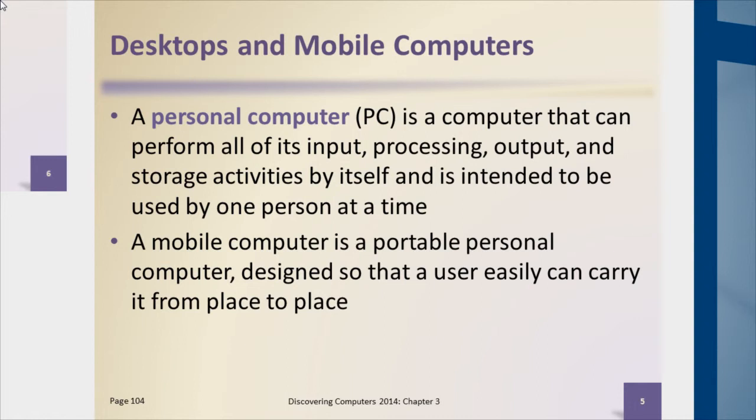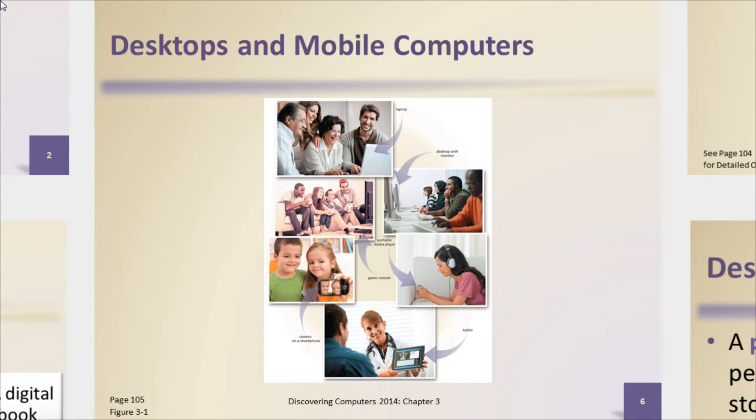The ultimate in personal is the mobile computer. That's something we can take with us much more easily, and it tends to be with us much more throughout the day. So a portable computer or a mobile computer is a personal computer designed so that a user can easily carry it from place to place. So think laptops, netbooks, etc. The text gives us some examples there of some of those different general categories of computers.